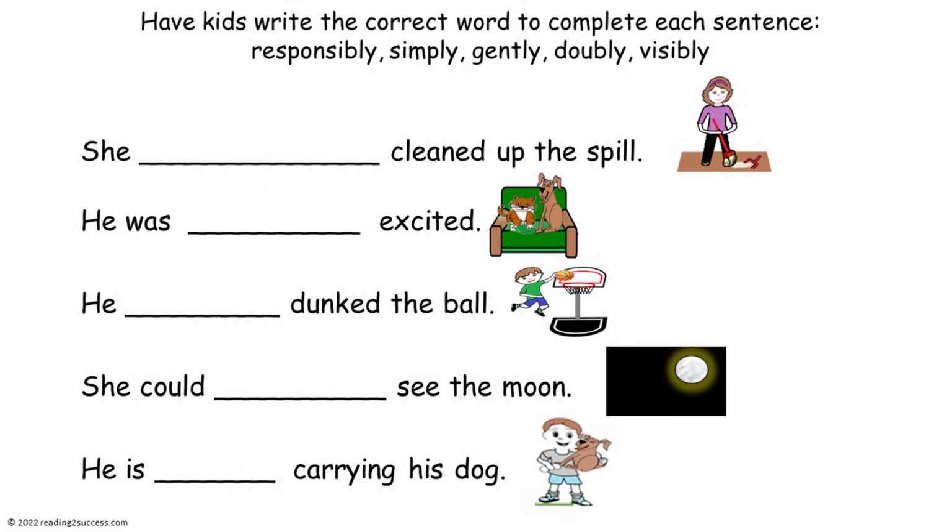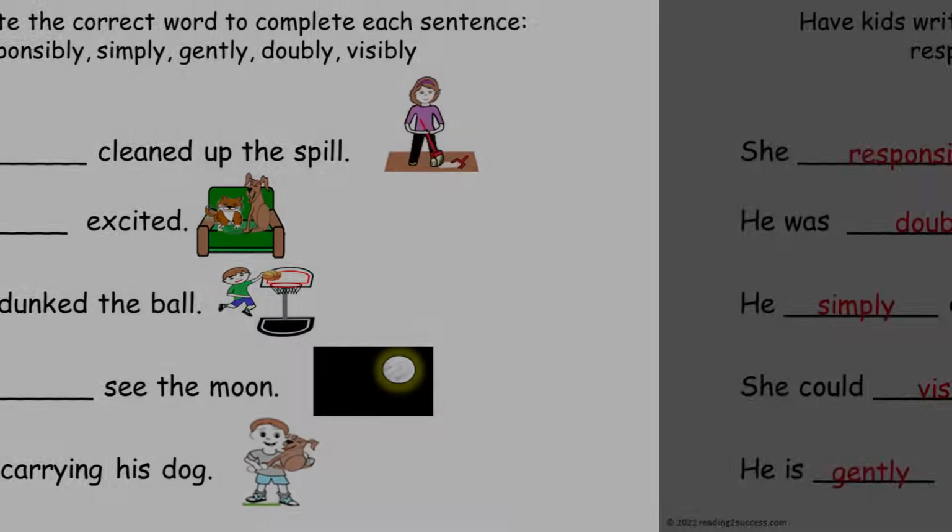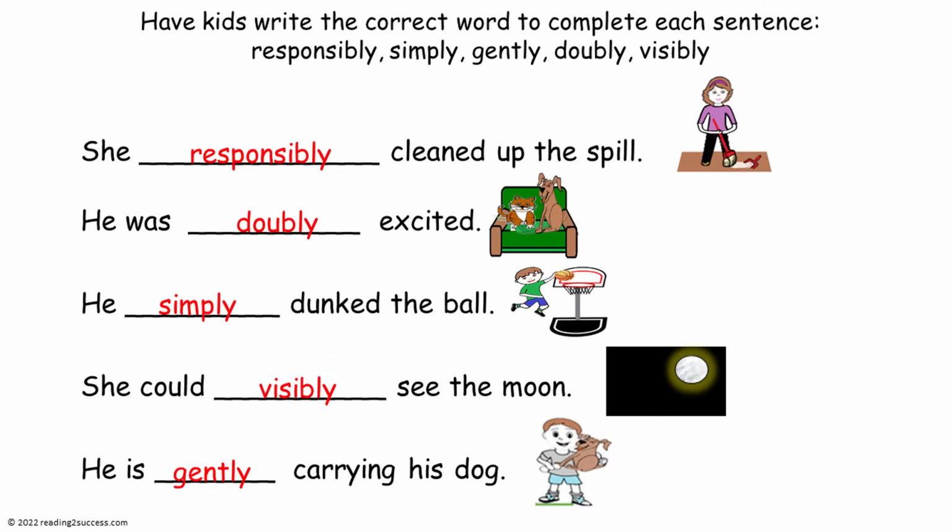Now have kids write the correct word to complete each sentence. The choices are responsibly, simply, gently, doubly, and visibly. And this is the completed example. She responsibly cleaned up the spill. He was doubly excited. He simply dunked the ball. She could visibly see the moon. He is gently carrying his dog.